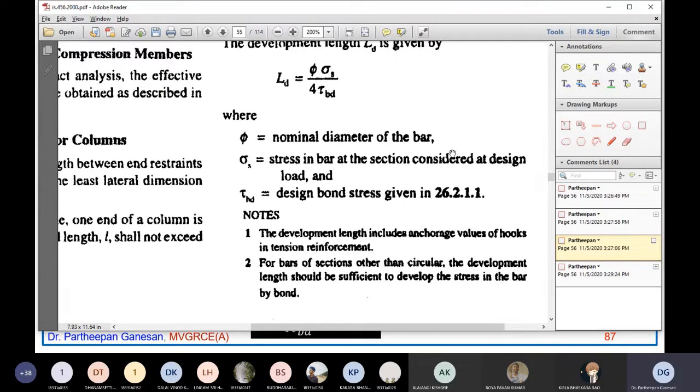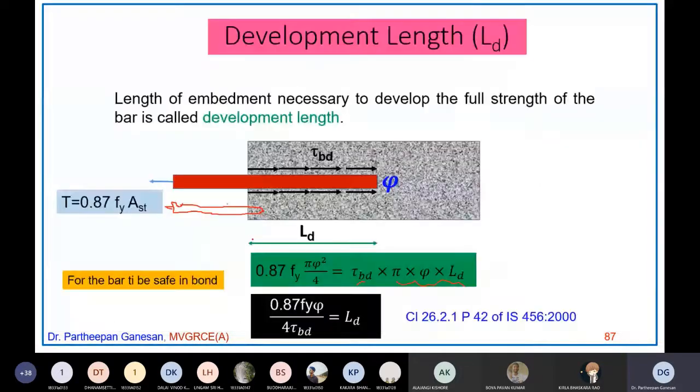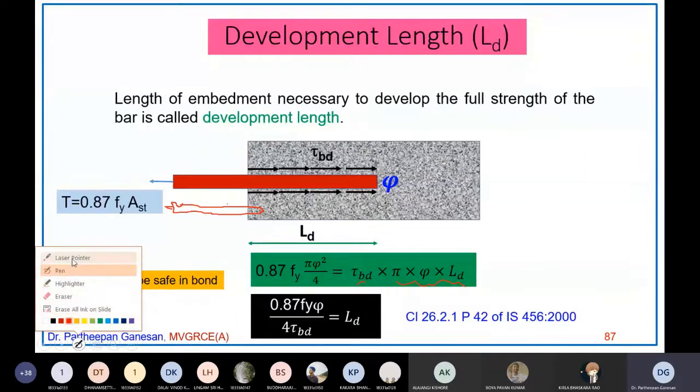Since we are taking the design load, we take σs fully as 0.87 fy. That is the only difference, but this is the development length formula. At least this much development length should be there for the bar to be safe in bond. That is called development length.